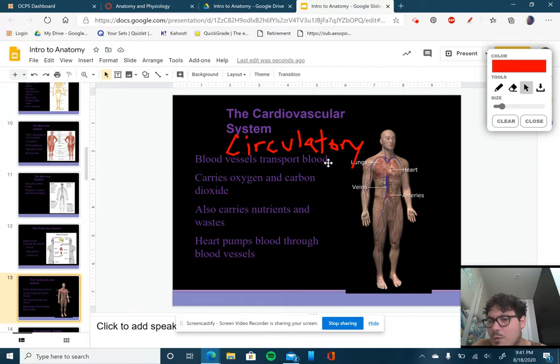The blood vessels will transport blood, carry the gases like oxygen and carbon dioxide, carry nutrients and waste, all stuff we'll learn about when we do this unit. And then the heart is this incredibly strong muscle that pumps blood through the vessels day in, day out till the day you die. All right.